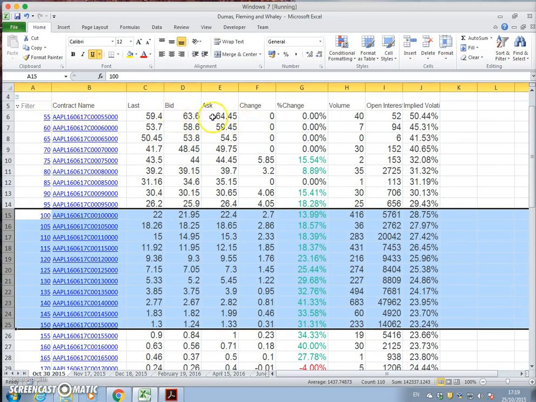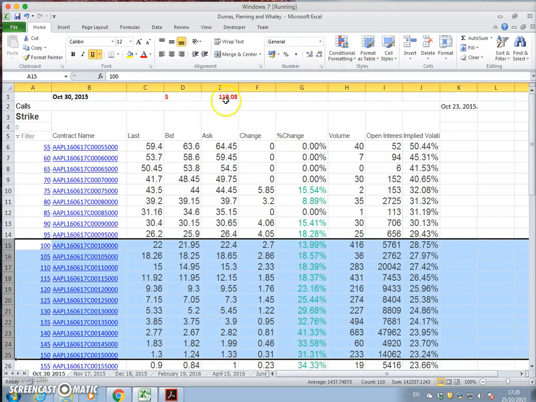So when we're up here, for instance, the bid-ask spread in this particular option is of the order of 63.60 to 64.45. So we're looking at a spread of 85 cents, whereas down here we're looking at a spread of a much smaller magnitude, 35 cents, here it widens, here it's 20 cents, 25, and so on.